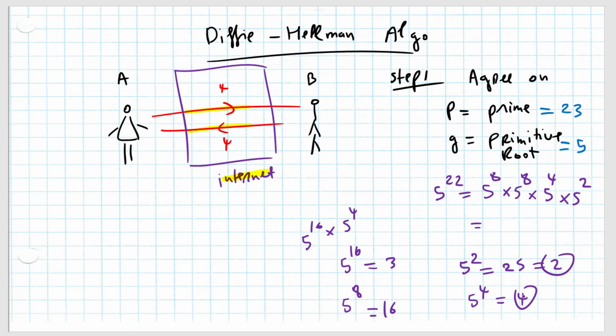5 to the power 4 is 4. 3 times 4 is 12. And 5 to the power 2? 5 to the power 2, which is 2. 2 times 2 is 24. Mod 23 is 1.